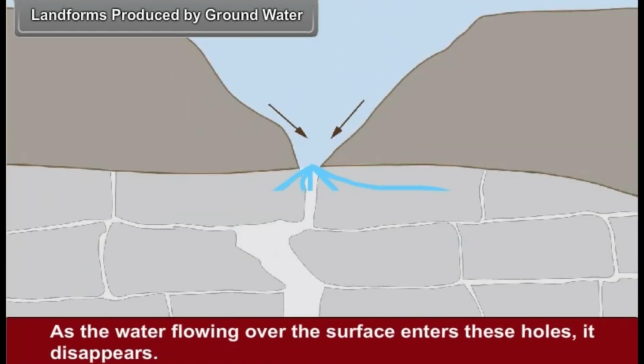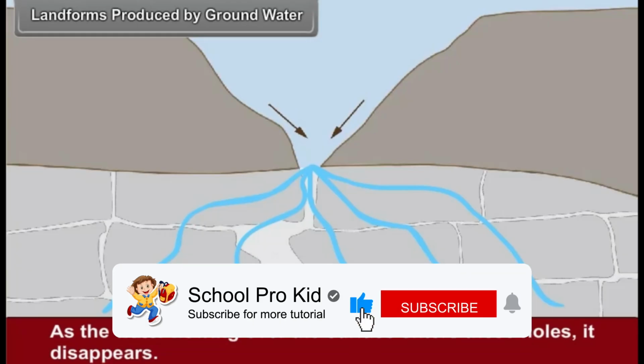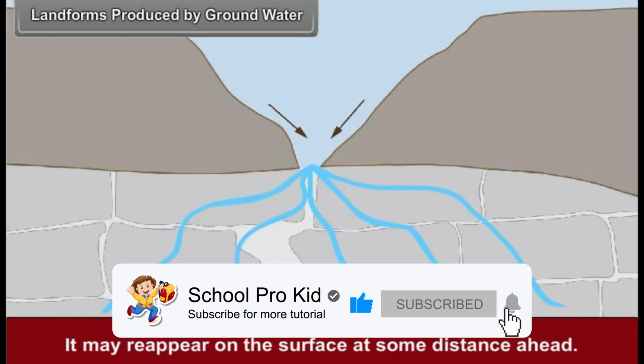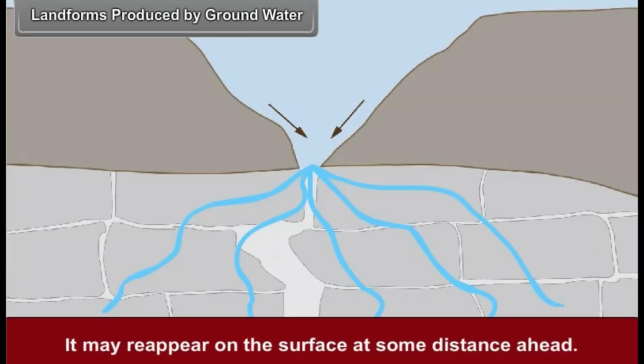As the water flowing over the surface enters these holes, it disappears. It may reappear on the surface at some distance ahead.